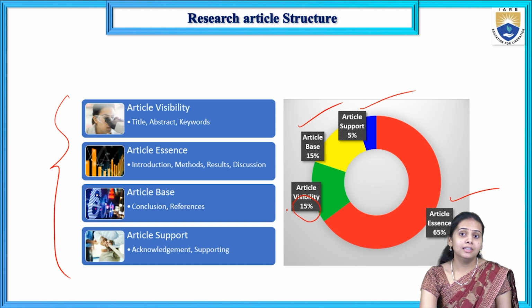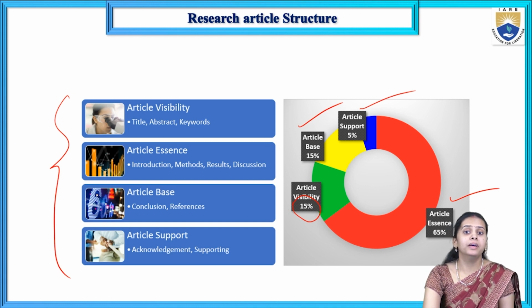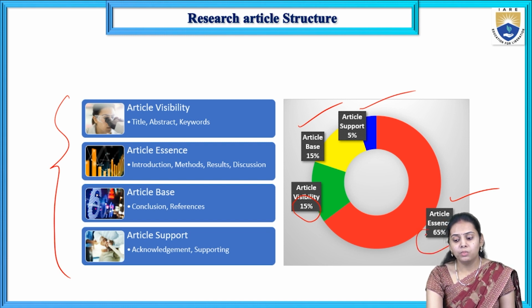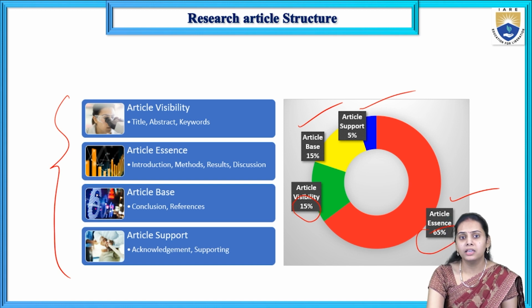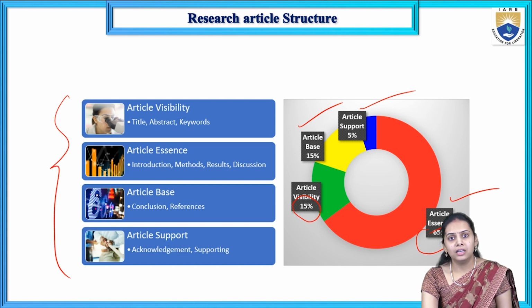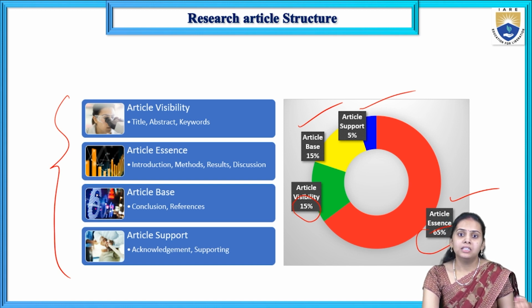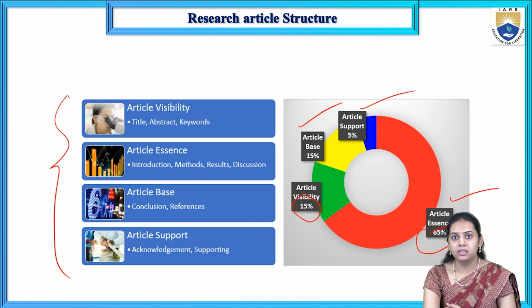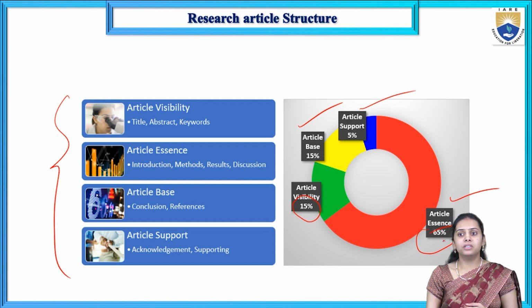But article essence covers the introduction, methods, results, and discussion. So that's why it has more weightage, 65%. In the introduction, we are introducing our article, like the literature survey, and the methods we are going to propose, we are writing, and the organized results we obtained, we are keeping there. So that's the thing, it has 65% weightage.